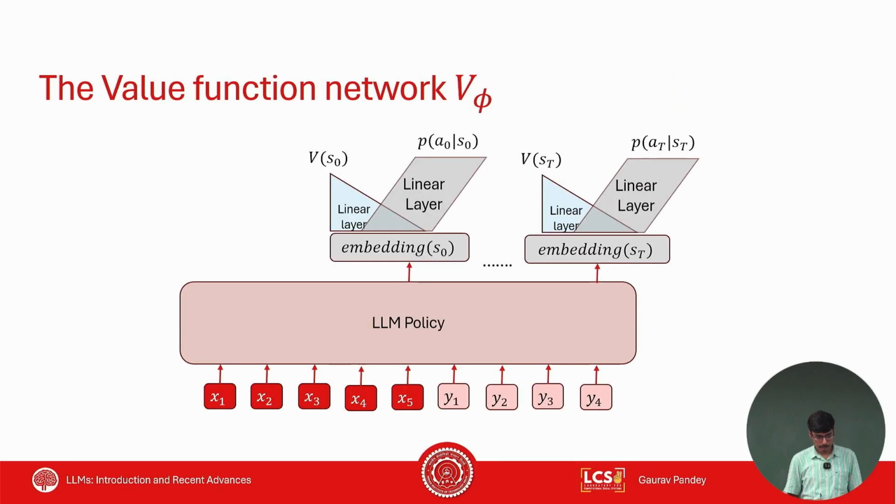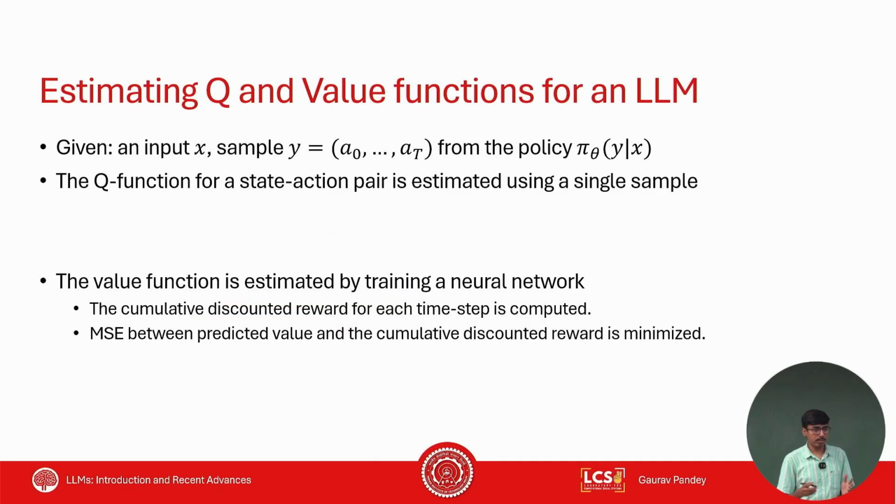The last part is how do I estimate? So now we don't magically have the Q and value functions. So how do I estimate this? When you are doing reinforcement learning for language models, the Q function is generally estimated with a single sample. That is, you generated an output A1 to AN, or A0 to AT. This is the output that you generated.